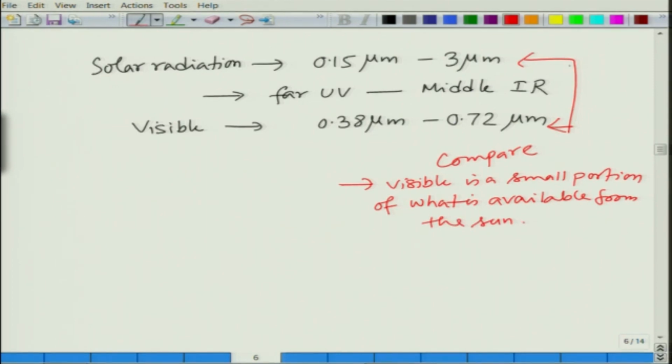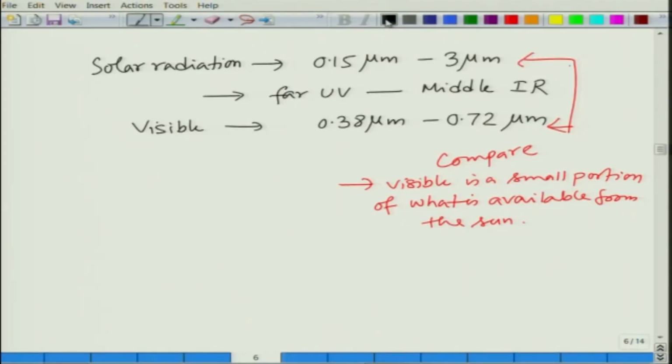So, it seems that it is very bright today, which means a lot of solar radiation is coming. That is true, but there is more to it that we cannot see, both in the infrared range as well as in the ultraviolet range. We cannot see the radiation which is beyond the visible light. That is the whole point.